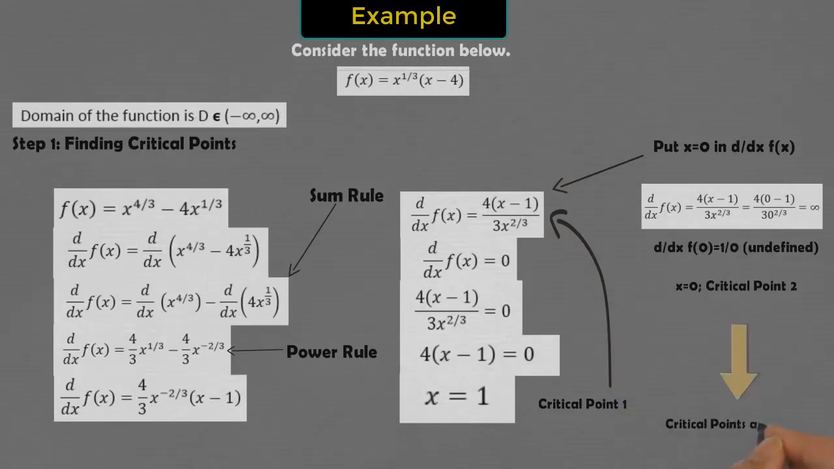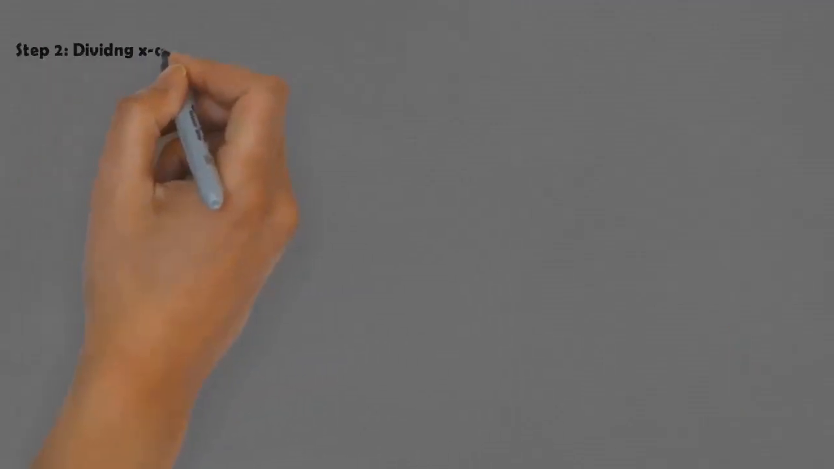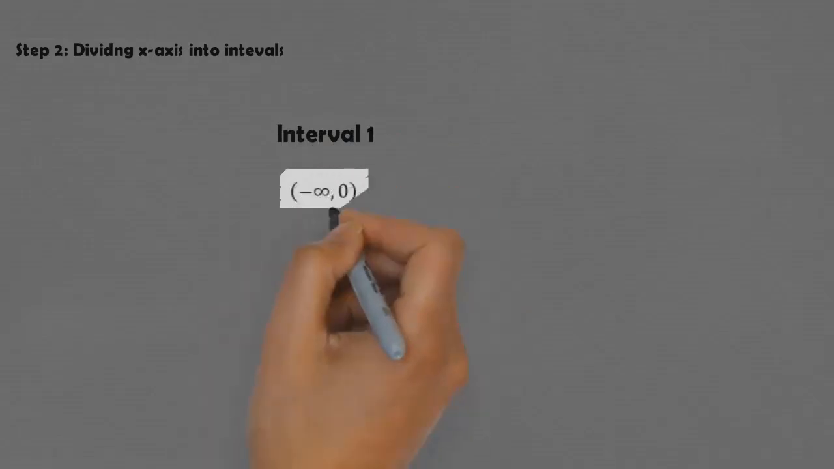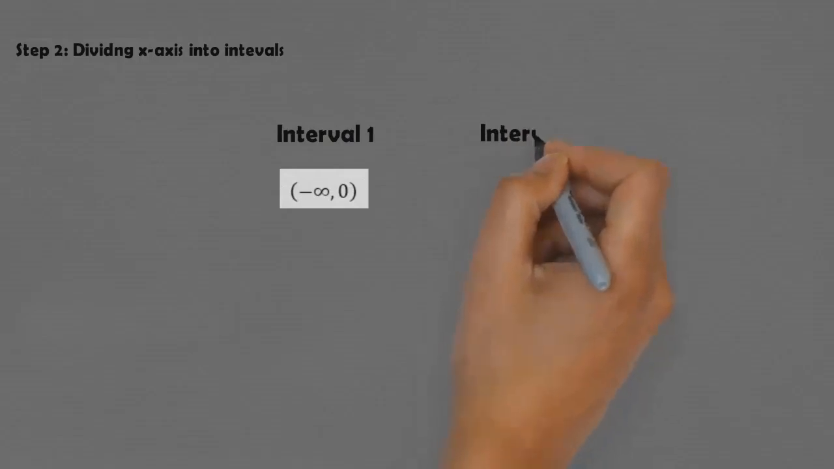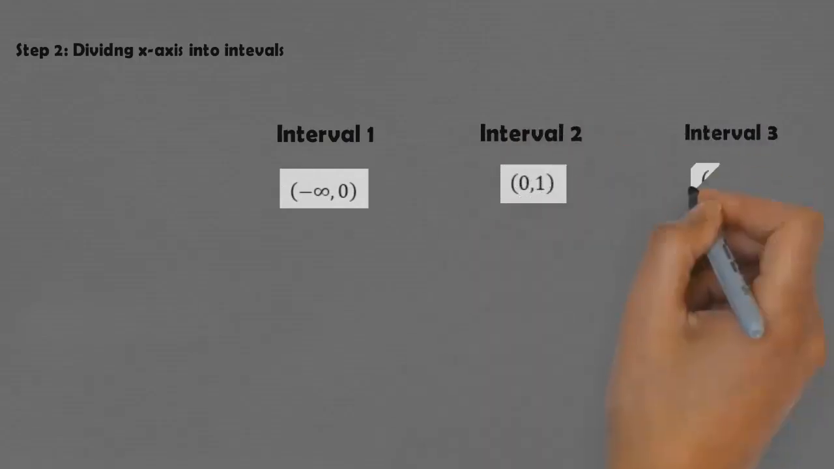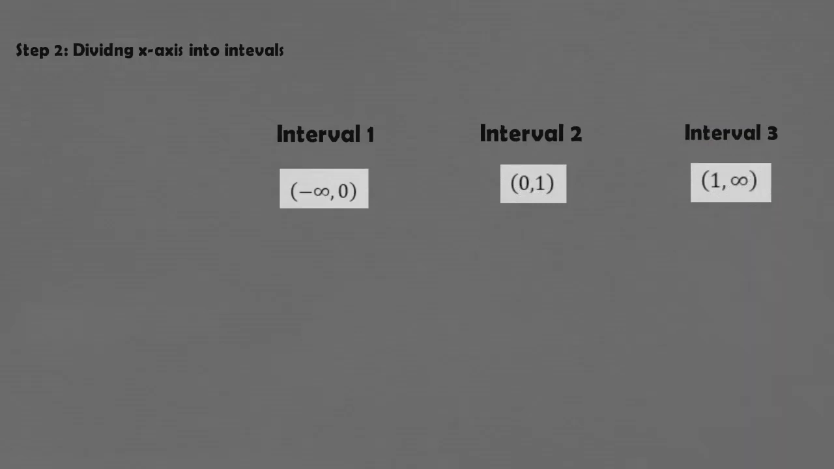So in step 1, the critical points we found are x is equal to 0 and x is equal to 1. In step 2, we have to divide the x-axis into intervals. The critical points are x is equal to 0 and x is equal to 1, which are 2 in number. Therefore, the number of intervals will be 3. The first interval is from minus infinity to 0, which is an open interval. It can also be taken as a closed interval, so it does not matter. Interval 2 will be from 0 to 1, and interval 3 will be from 1 to infinity. So these are our 3 intervals.